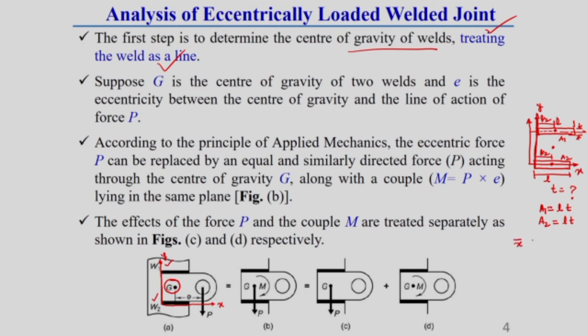So, we can easily find out the overall CG with respect to the y axis, that is x bar. Once we take x bar with respect to the y axis, we can use the principle that moment of sum equals summation of moment. So, what can we write?